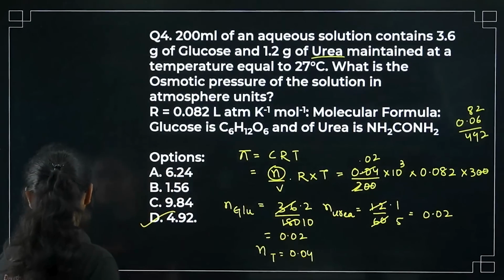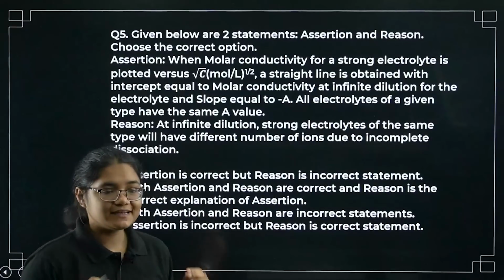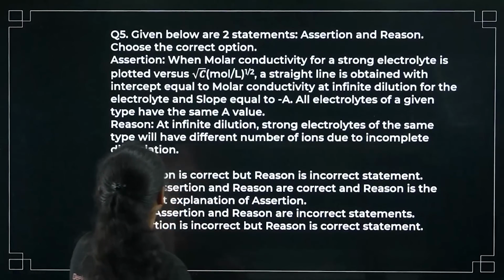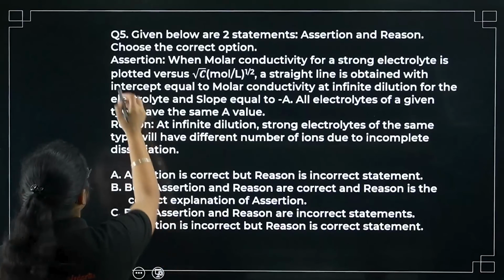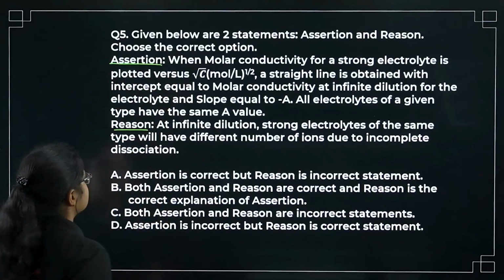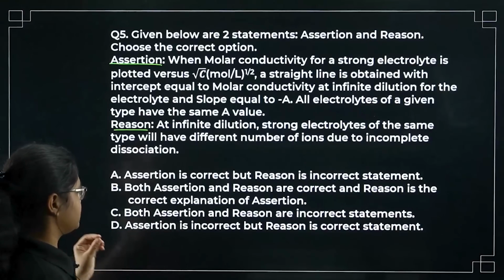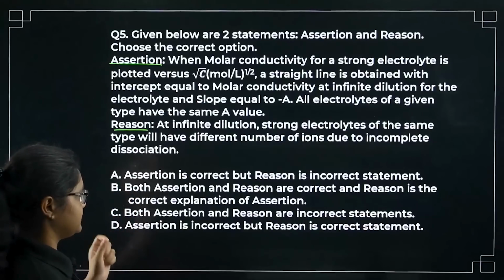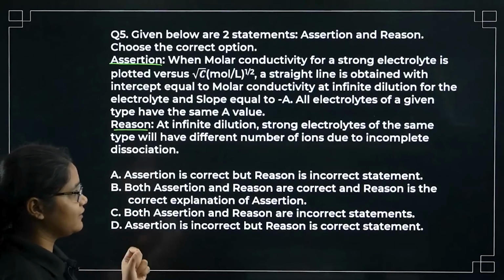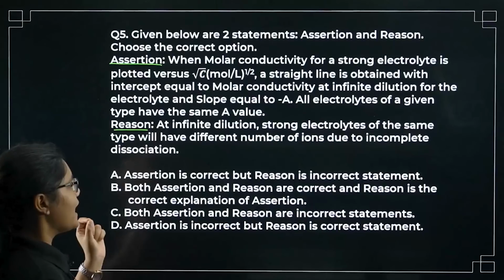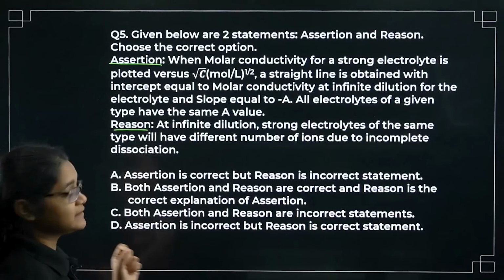Okay, moving to the next question number 5, we'll go from electrochemistry here. So you have the assertion and reason based question, and you have to find whether it is correct or wrong, right? So the assertion given to me is that when molar conductivity of a strong electrolyte is plotted versus root over C, a straight line is obtained with an intercept equal to molar conductivity at infinite dilution for the electrolyte and slope equal to -A. All electrolytes of a given type have the same A value.